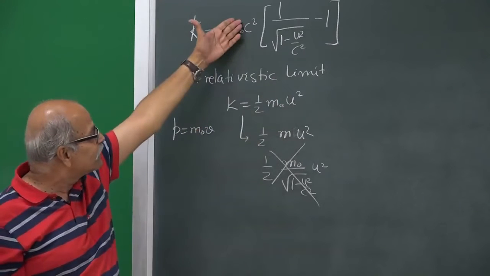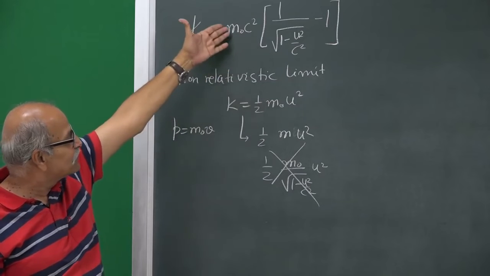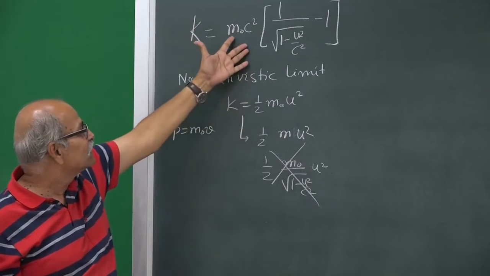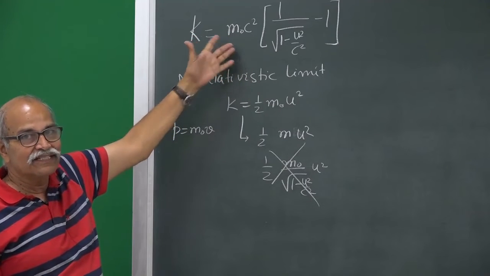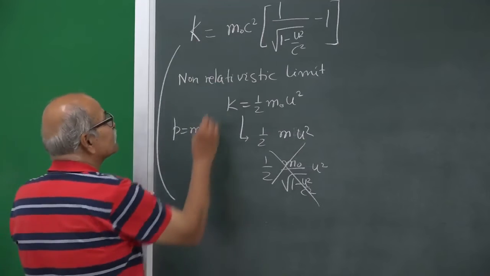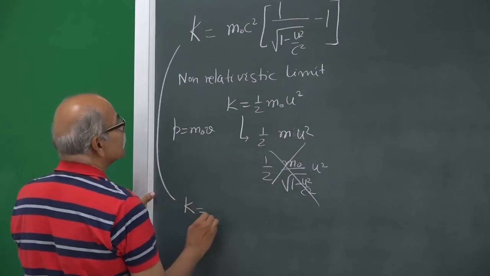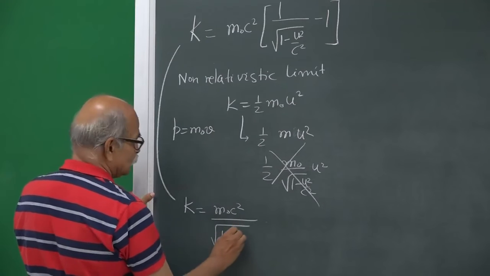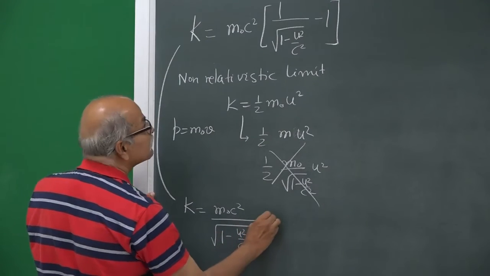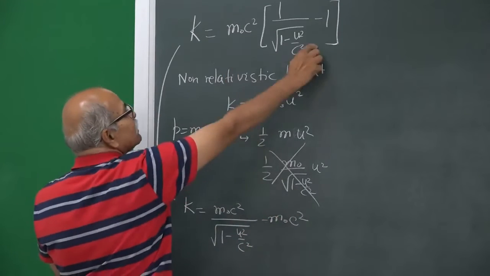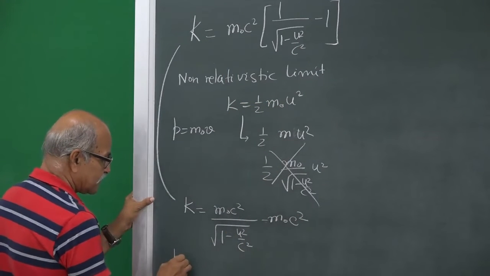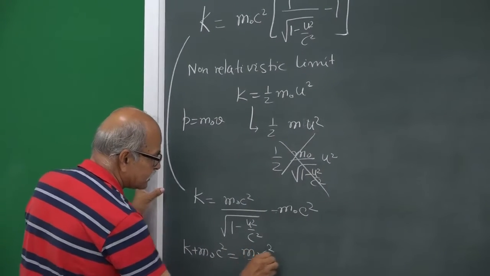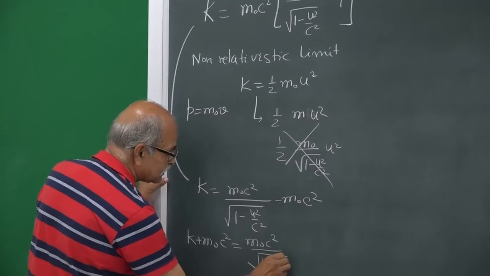We will see that this finally reduces to this. If your u is small, it is very simple algebra one can do and check that it does reduce to this. So, this is the right definition of kinetic energy. So, once again take this, let me write this as K equal to m naught c square divided by square root of 1 minus u square by c square, minus m naught c square, just opening the bracket, and then take this to the left side: K plus m naught c square is equal to m naught c square divided by square root of 1 minus u square by c square.